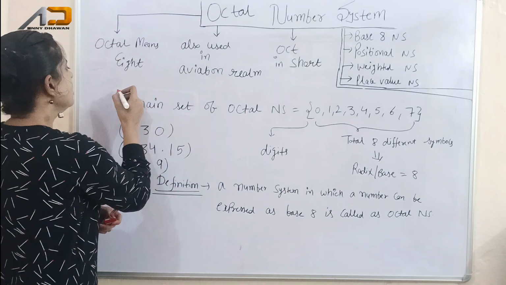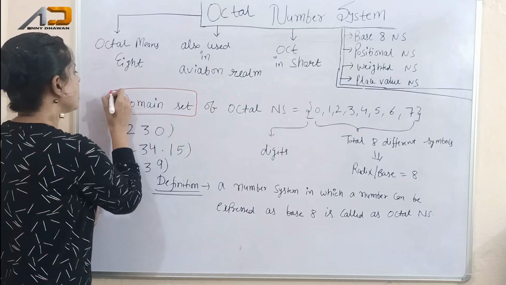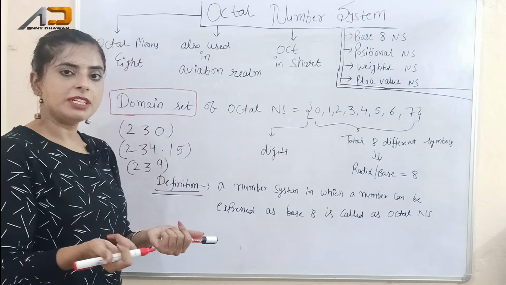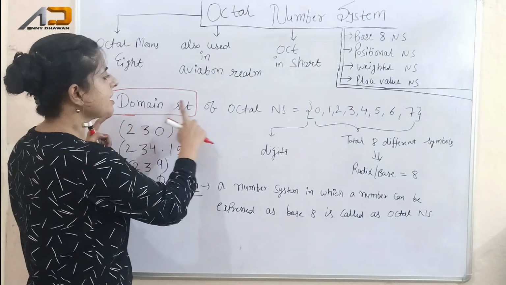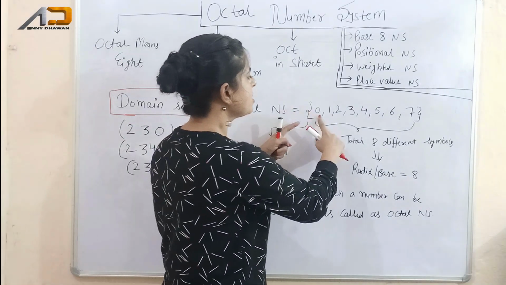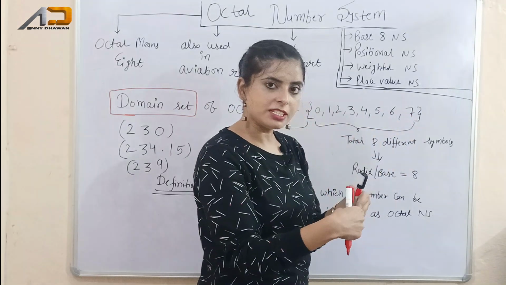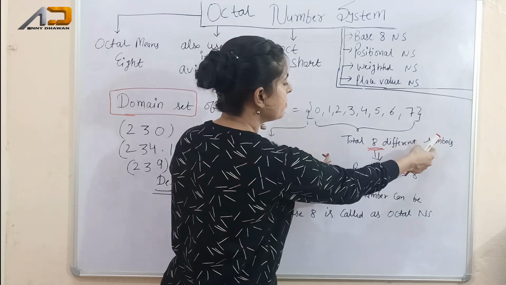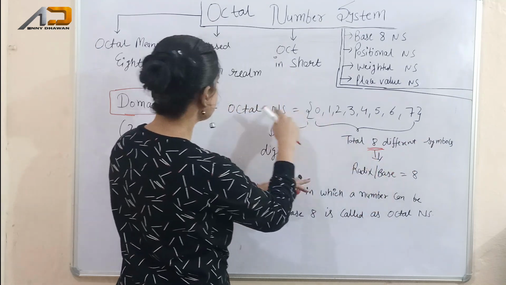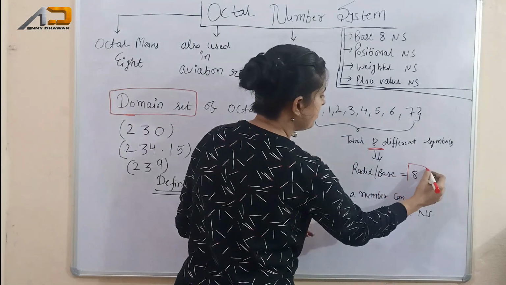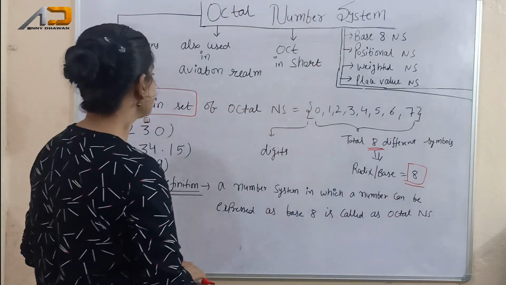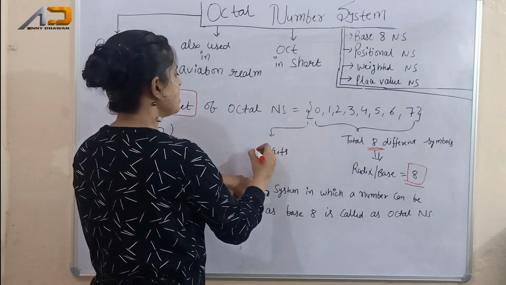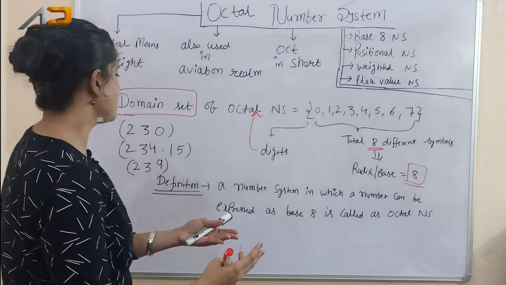Now let's have a look at the domain set of octal number system. Again, what is a domain set? A set of unique elements is called a domain set, and the domain set of the octal number system includes 0 to 7, different symbols. So it has a total of 8 different symbols. So the radix or base of the octal number system would be 8, and these different symbols are termed here as digits in the octal number system.